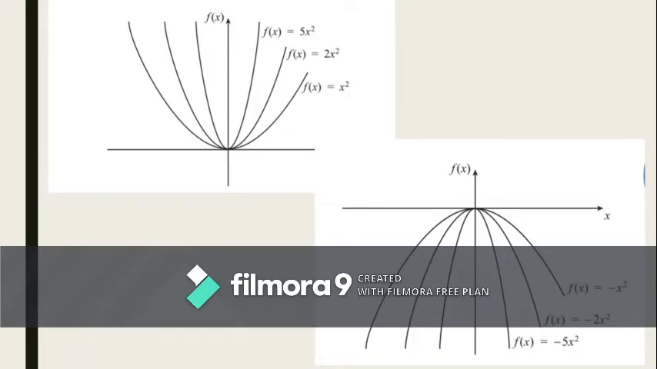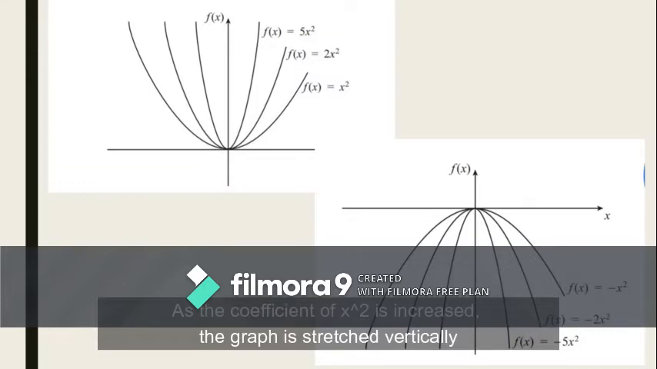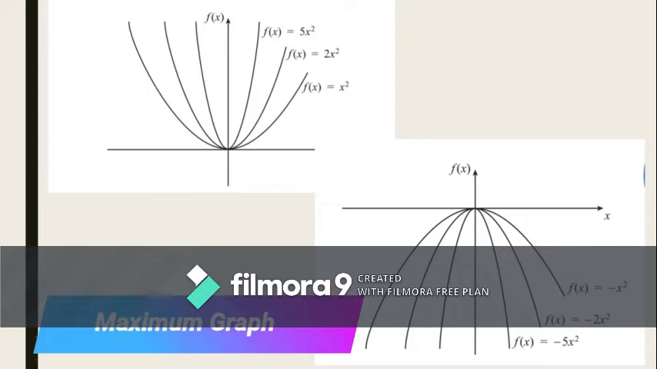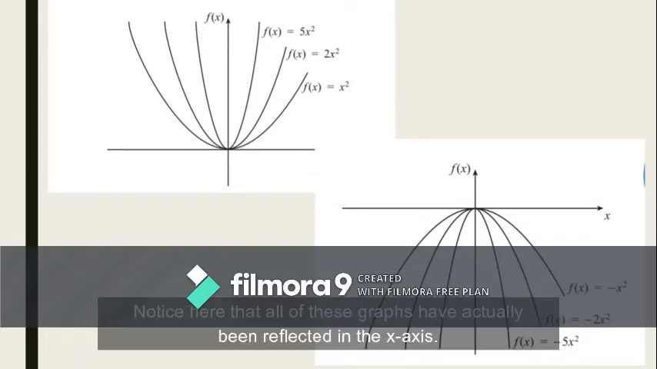You can see from the smile graph on your left side, as the coefficient of x² is increased, the graph is stretched vertically. When the coefficient is negative, this means that all of the positive f(x) values will now become negative. Notice here that all of these graphs have actually been reflected in the x-axis.